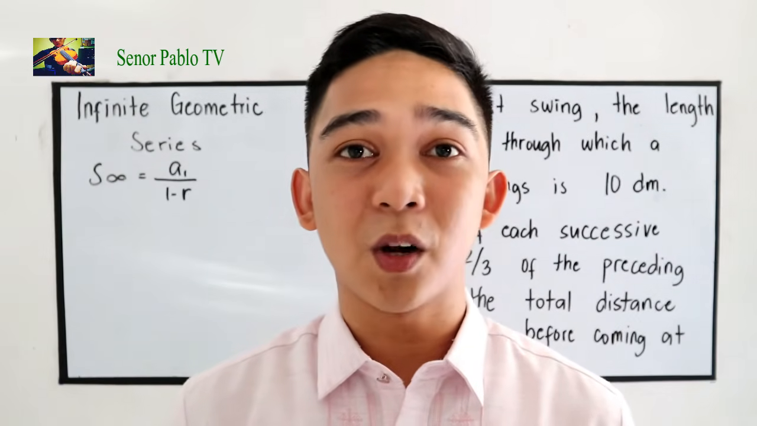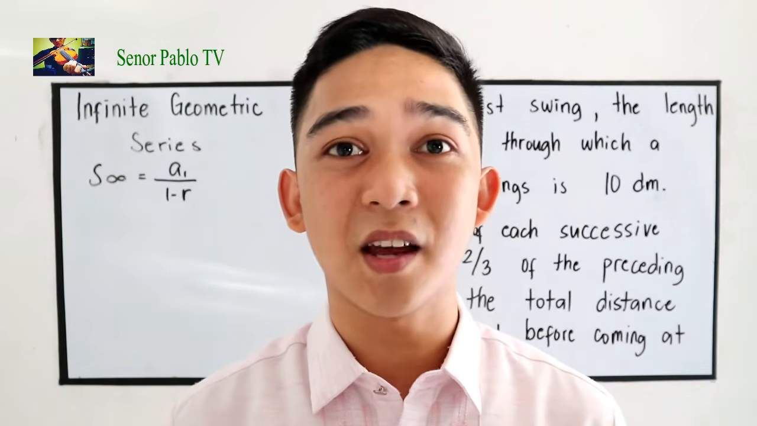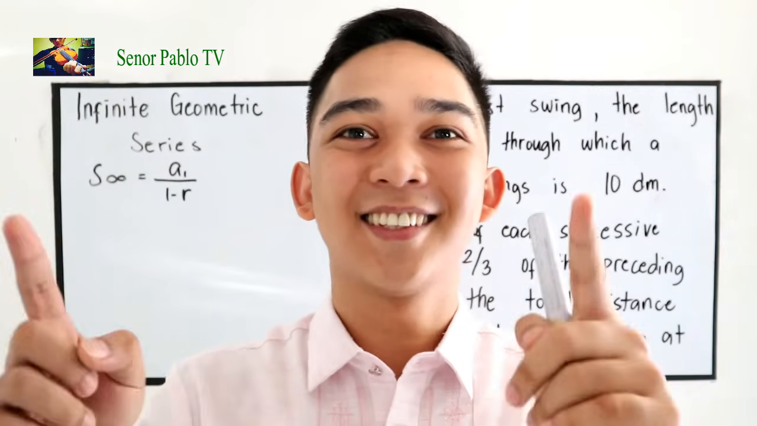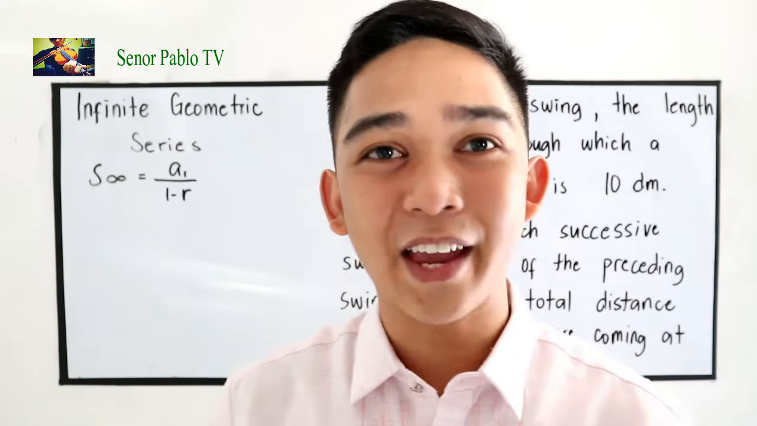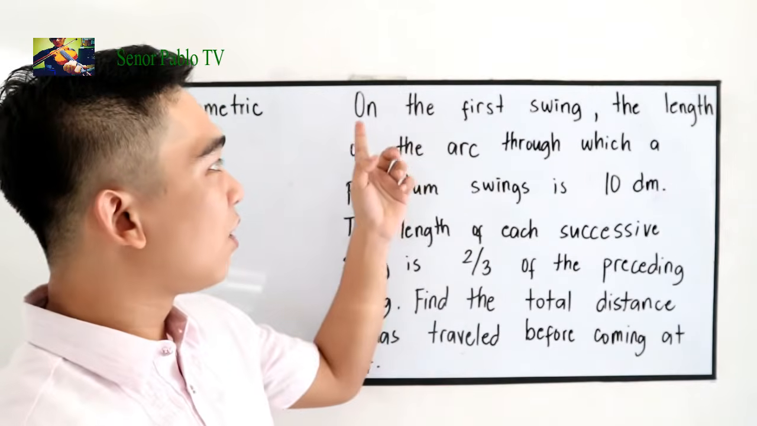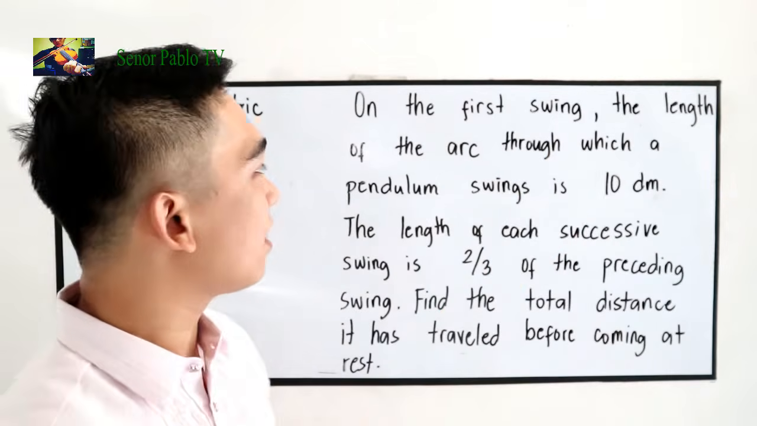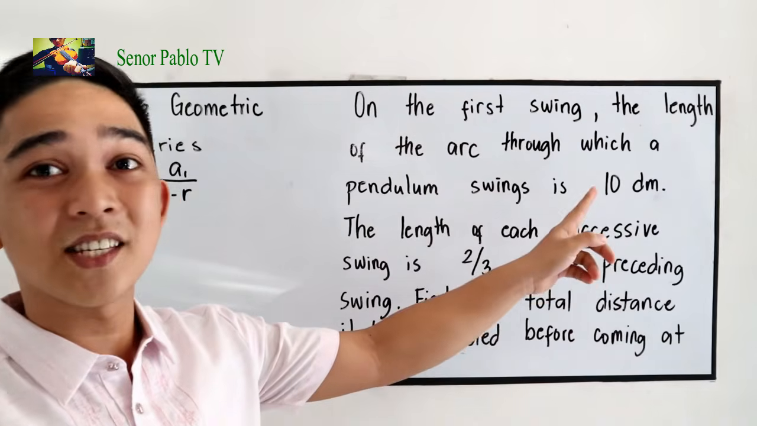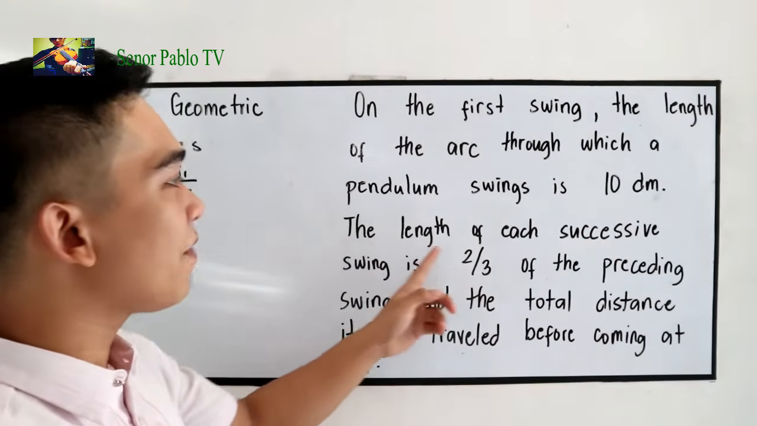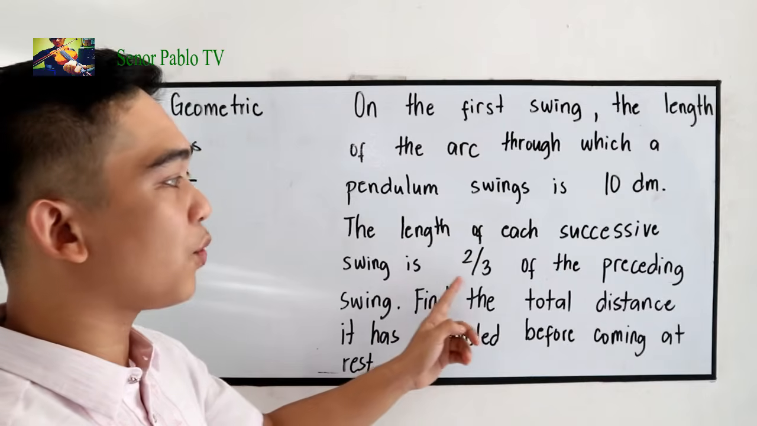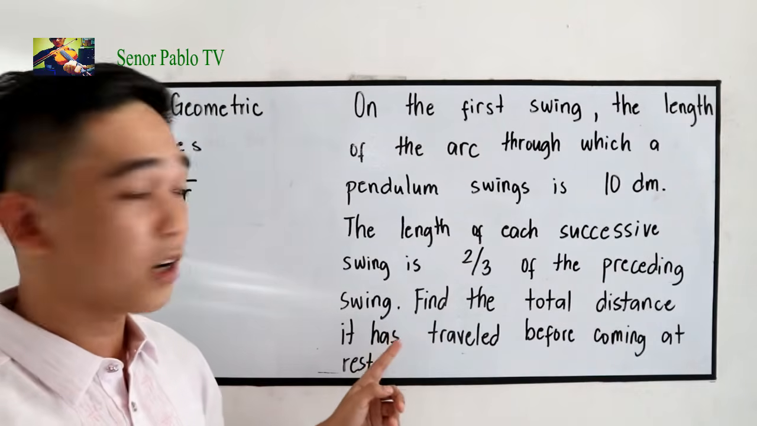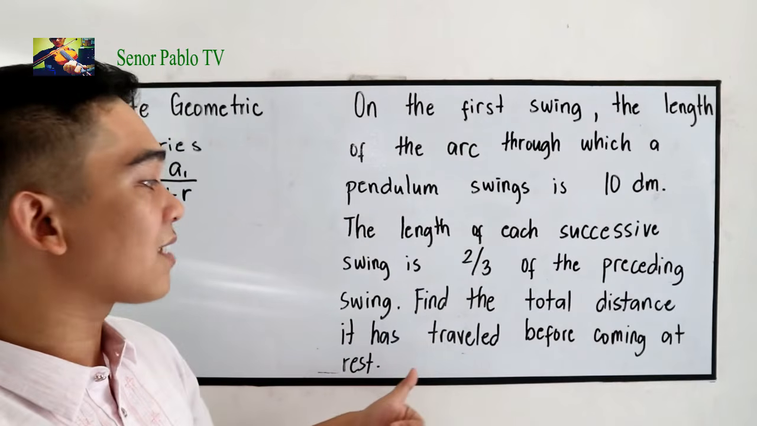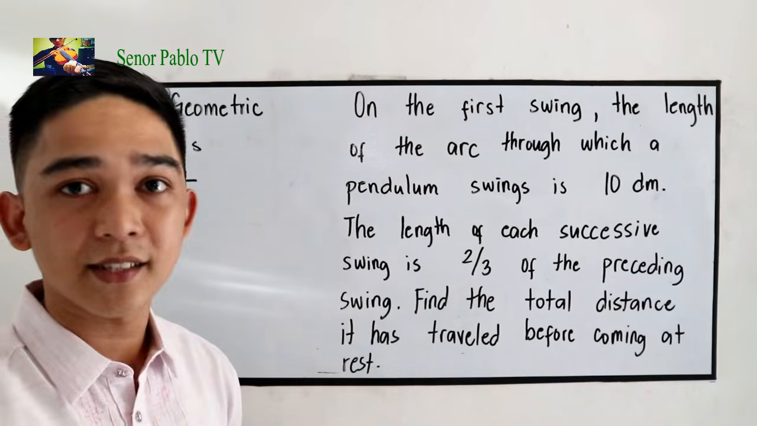Ang famous example ng geometric series is the pendulum. Familiar kayo doon? Yung gumaganon. So, example tayo. On the first swing, the length of the arc through which a pendulum swings is 10 decimeter. The length of each successive swing is 2/3 of the preceding term, or preceding swing. Find the total distance it has traveled before coming at rest.